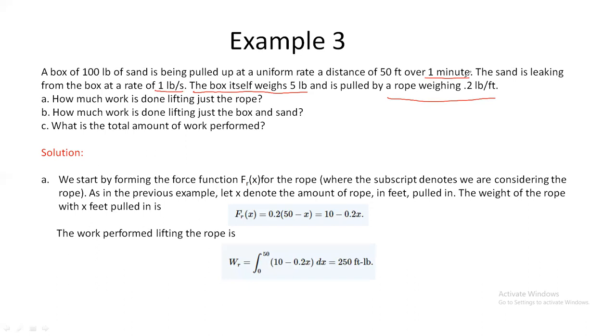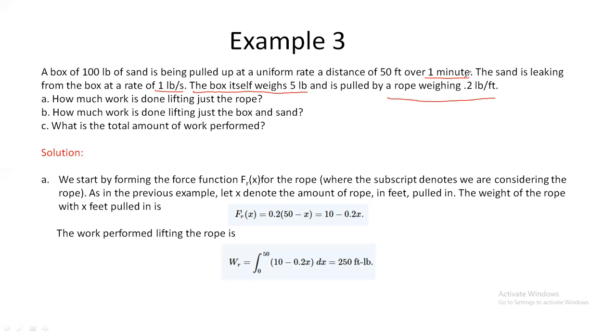So it first asks you here in letter A, how much work is done in just lifting the rope. Then, the same principle you will apply to the rope problem that we have in number 1. Letter B, how much work is done in lifting just the box and the sand? So, now that you have lifted the rope, how much work will be used in lifting the box with sand inside it? The sand is leaking from the box at a rate of 1 pound per second. And C, what is the total amount of work performed?